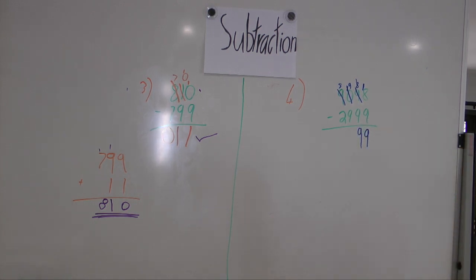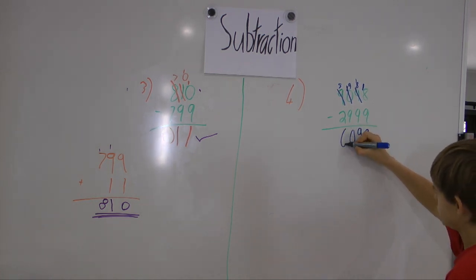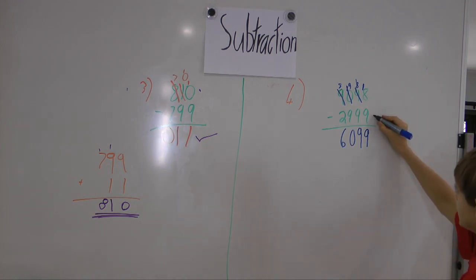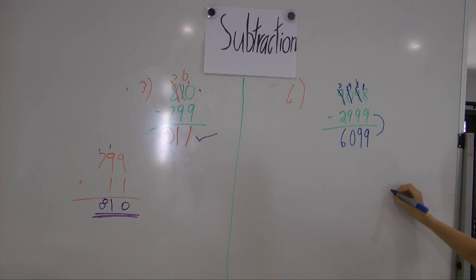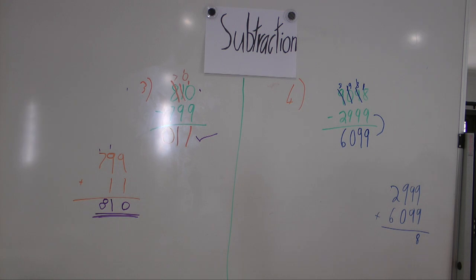Now it is 9 minus 9 is 0, and 8 minus 2 is 6. And we check the same way, we add these two together. So it's 2,999 plus 6,099. Now 9 plus 9 is 18, you can only have one digit in the column, and you put the 1 above the 9 in the next.